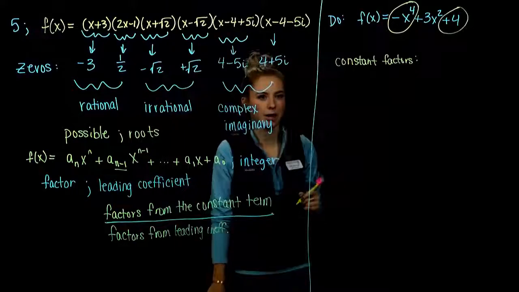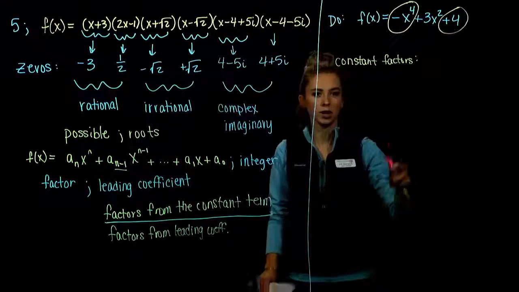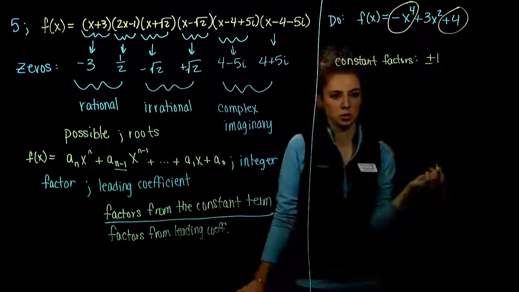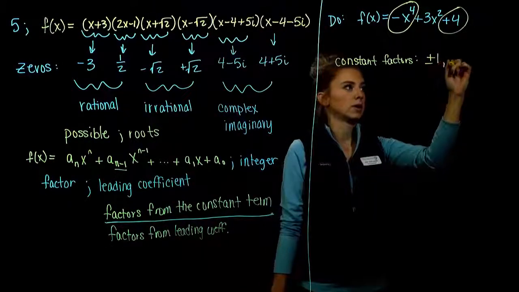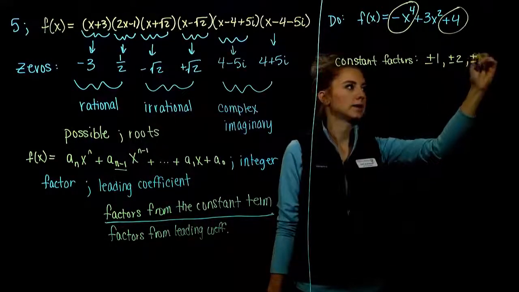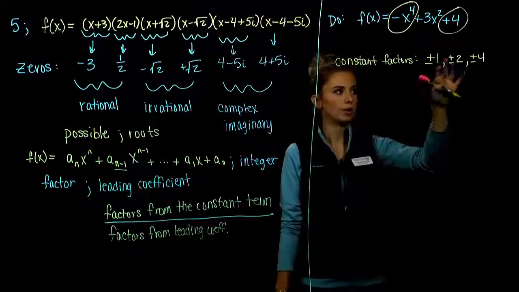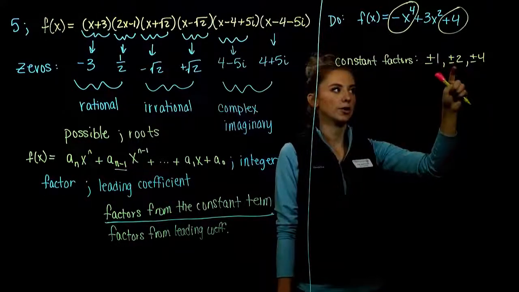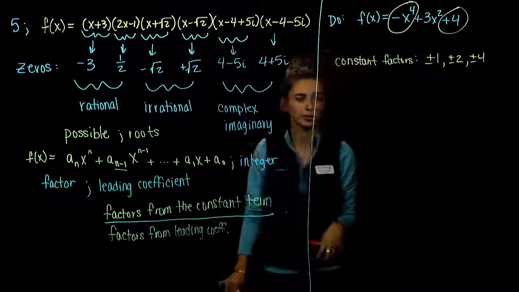So what are my different options? My constant is 4, and what are its different factors? Always plus and minus 1. All right, we can also have 2 from 4 and itself. So 1 and itself are always in that grouping, and then we have to break it down and see, are there other factors that we could split it up into?